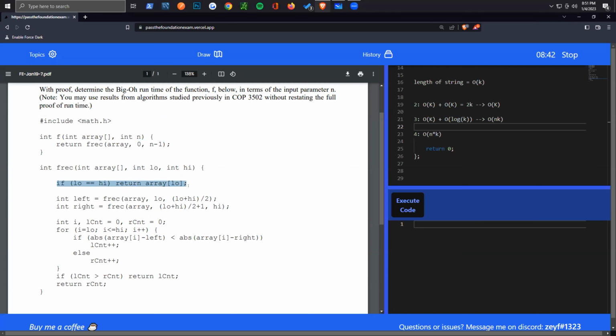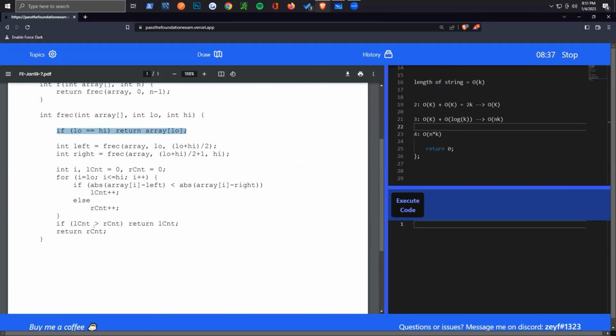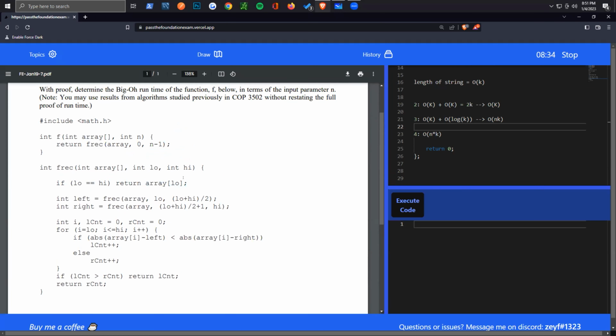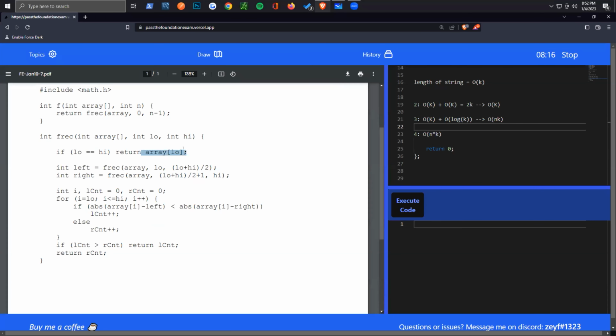Now here we have an if low equals high, return array of low. So we're returning a value in this case. This is actually a base case because it's kind of like what they call guard clauses. It's just one case, and after this case, you're going to want to do everything else. So this is really the base case right here, and we're just returning whatever the number is at that index, which is really the same index. Then we have a call to the left, we have a call to the right, recursive call. But let's see what's happening.